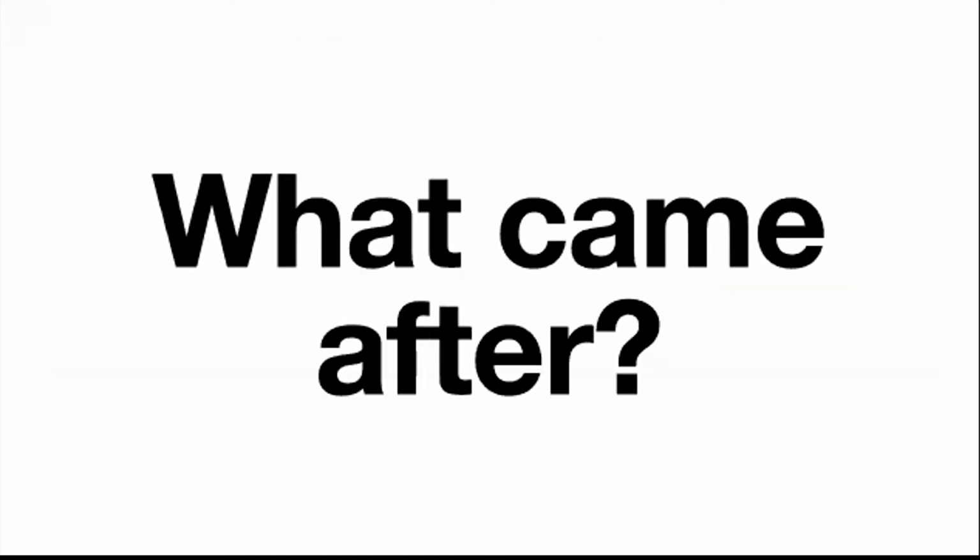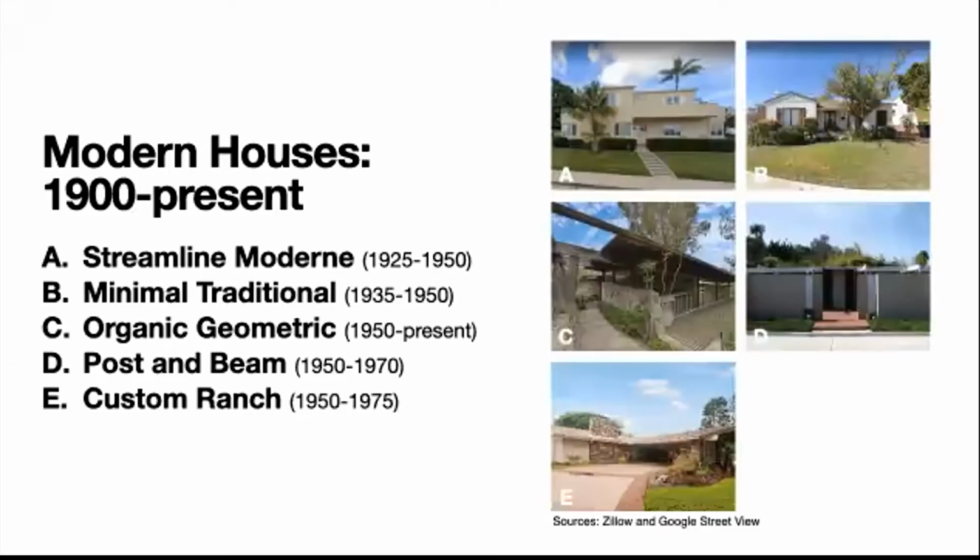All right, so what came after? There are more modern styles that followed. We have streamlined, modern, minimal, traditional, organic, geometric, post and beam, custom ranch. There are a ton of modern styles that came out of this era, and some of them continue to be built today. These are all homes, again, that are historically designated in San Diego.